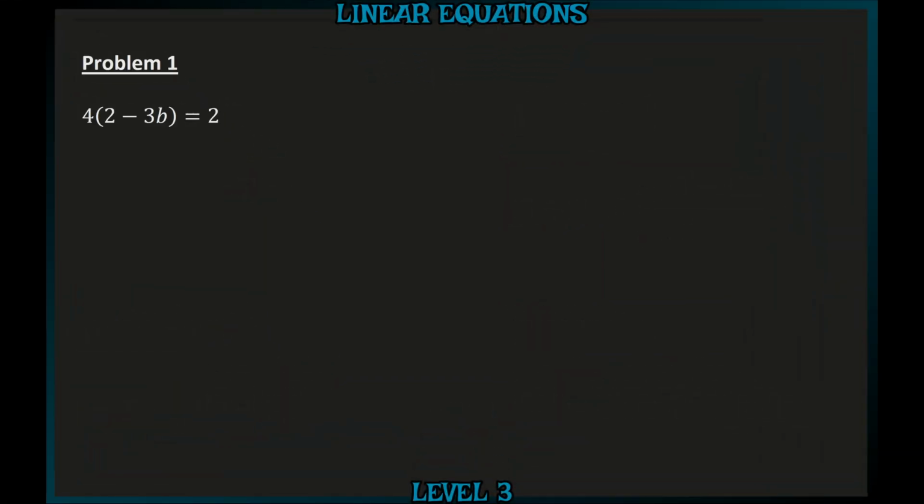In problem 1, we're solving the equation 4 multiplied by 2 minus 3b is equal to 2. To start, we need to remove this bracket, and we can do that by expanding. So we can start by multiplying 4 by 2, which gives us 8, and then multiplying 4 by minus 3b, which gives us minus 12b, and this is still equal to 2.